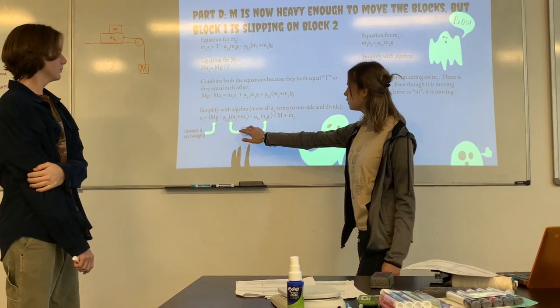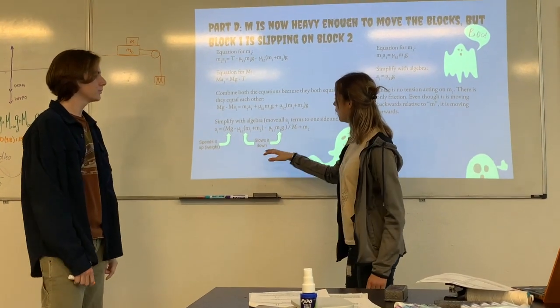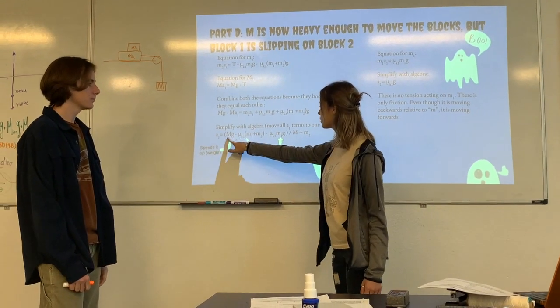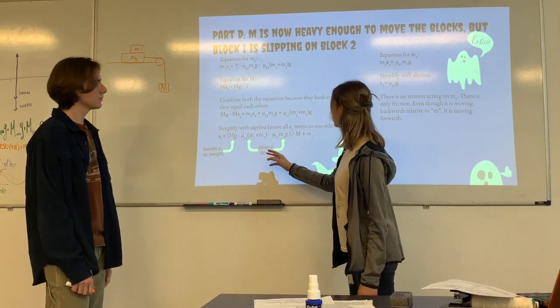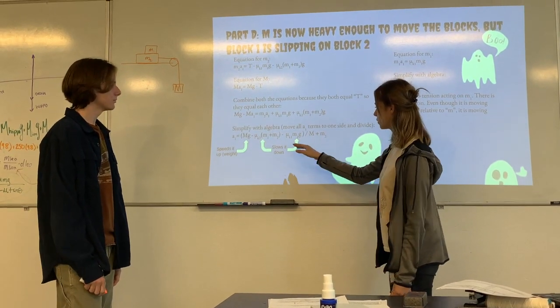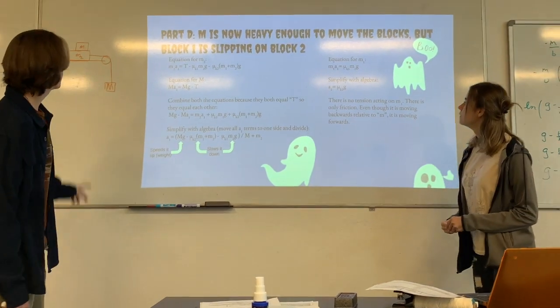So all the negative values are what are slowing everything down, and the negative forces slow it down, the positive forces speed it up and move it, and then those are all divided by the mass because acceleration equals force over mass. So that was for block 2.